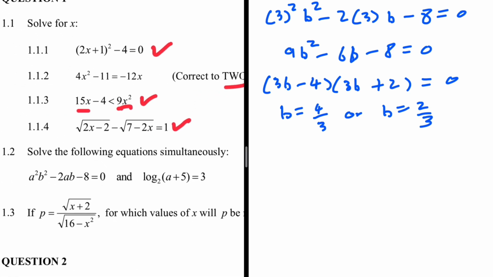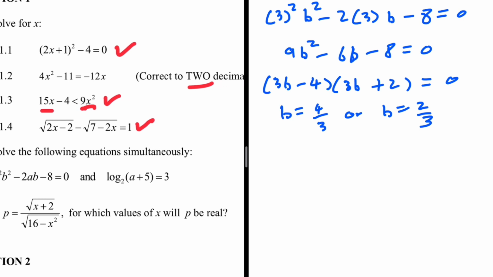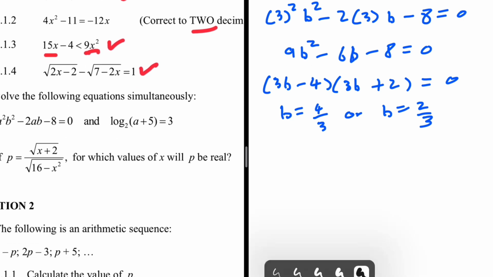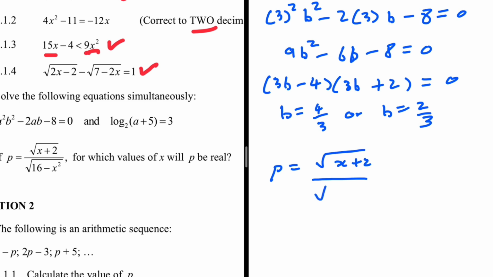Anyway, question 1.3. If p equals the square root of x plus 2 divided by the square root of 16 minus x squared, for which values of x will p be real? So p needs to be defined. Let's start with the numerator.